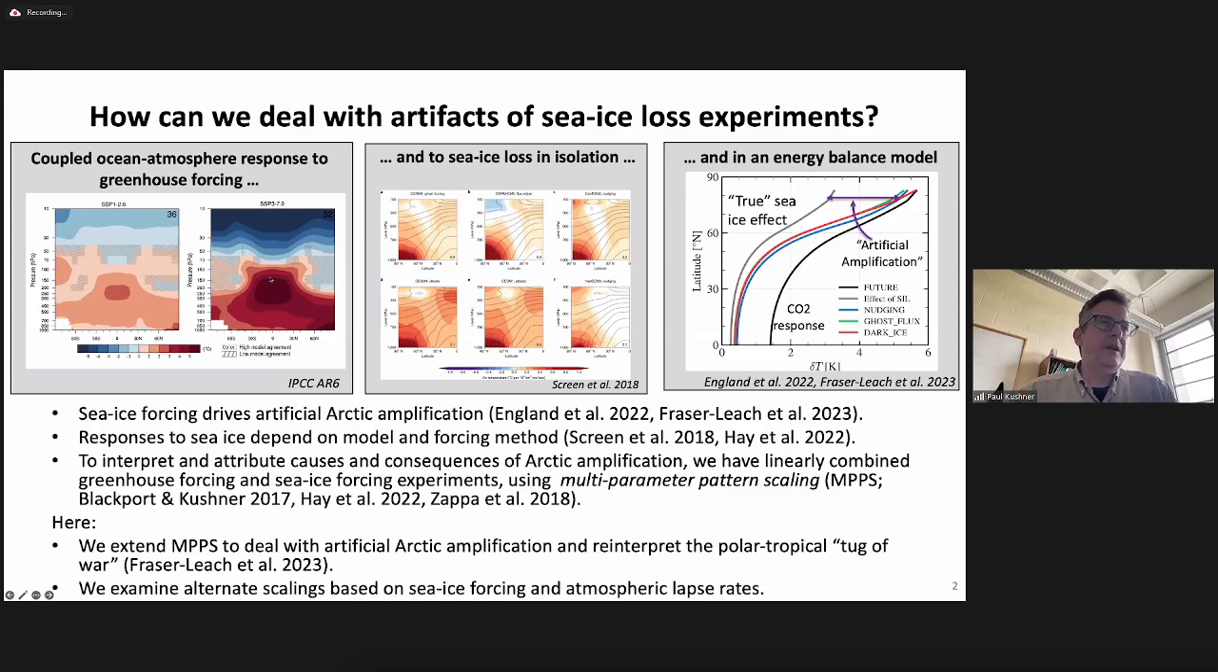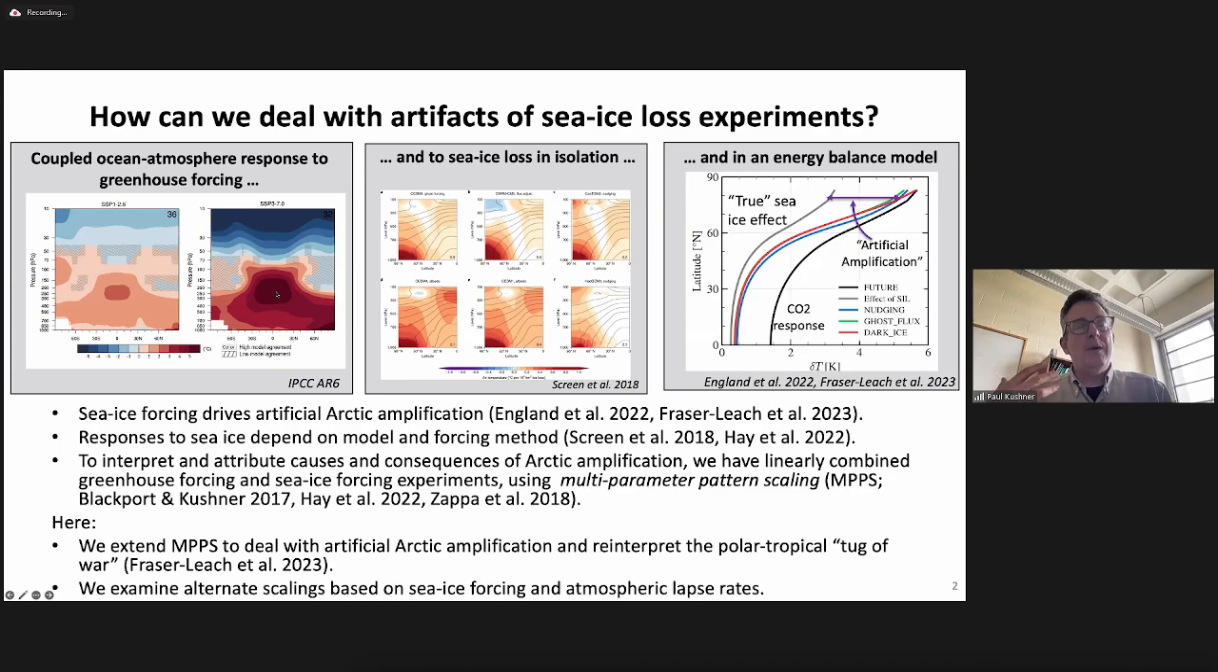This is a standard format figure that's seen in a lot of assessments of climate change. It is the zonal mean cross-section, as a function of latitude and pressure, of the temperature response to greenhouse forcing or greenhouse-dominated forcing. This is actually external radiative forcing in a weaker scenario and a stronger scenario. We see a characteristic pattern of response with tropical upper tropospheric warming, polar amplification, and stratospheric cooling.